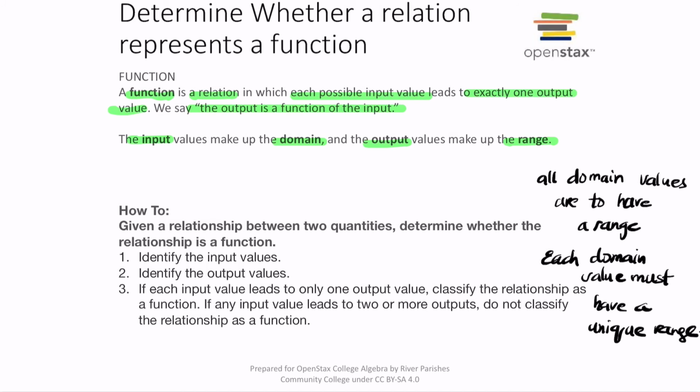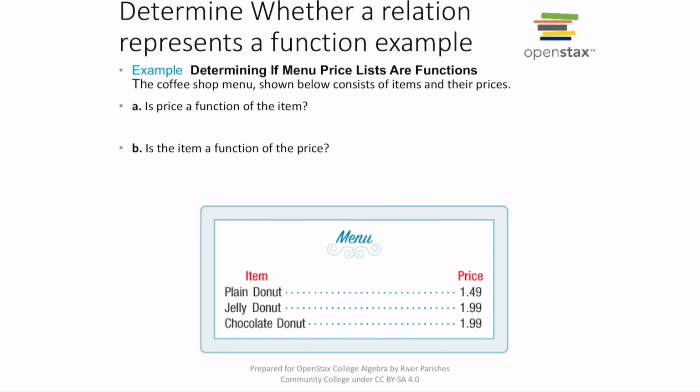How do we identify whether a given relationship is a function? These are the steps. Number one, identify the input. Number two, identify the output. Third, if each input value leads to only one output value, classify the relationship as a function. If any input value leads to two or more outputs, do not classify that relationship as a function. This is the idea behind how to classify a relation as a function.